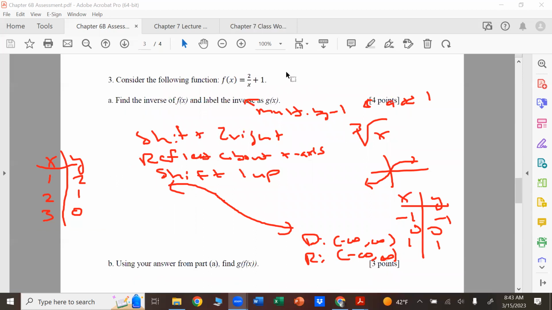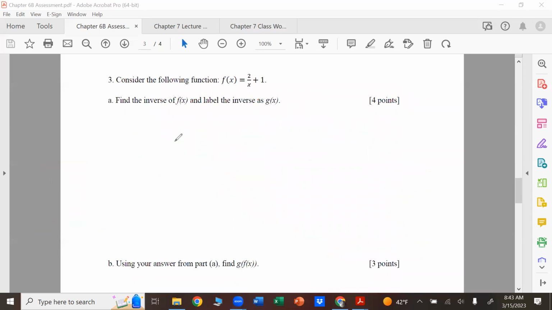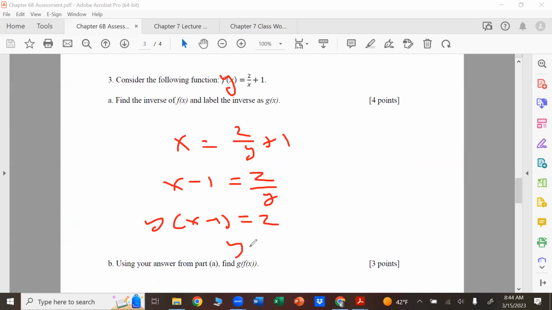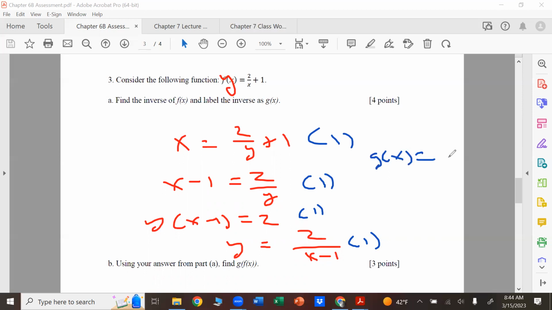Number 3, when you find the inverse, what you need to do is switch x and y. So f of x is y. So you get 2 over y plus 1. x minus 1 equals 2 over y. Multiply both sides by y. And lastly, divide both sides by x minus 1. And the way I divide the points: 1 point for doing that, 1 point for doing that, 1 point for doing that, and 1 point for doing that. I did ask you to label it as g of x. So make sure you put g of x there, just so it's easy to do parts B and C.